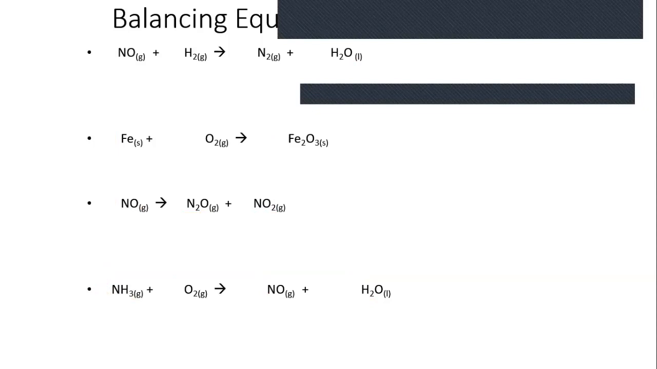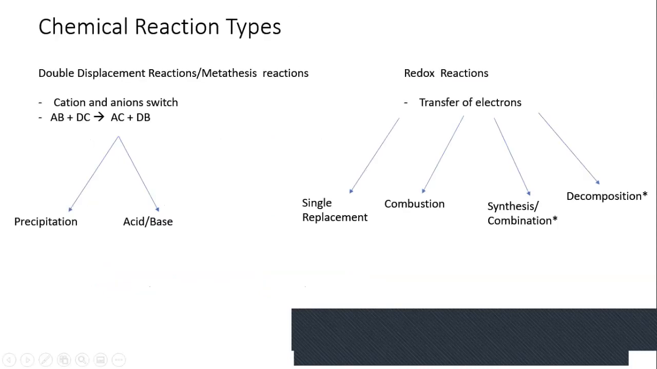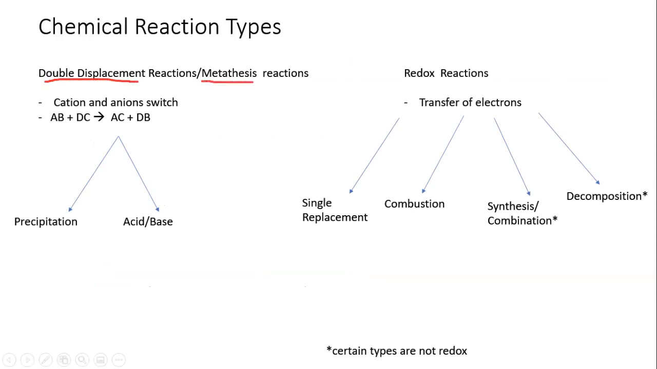Now we're going to look at reaction types. There are two broad groups of reactions. These are called double displacement reactions, or referred to as metathesis. It's the same thing, double displacement or metathesis reactions. In these types of reactions, cations and anions switch. So if we have the AB and CD reactants, the cations of each of those are going to switch to form two new products. And there are two main groups of double displacement reactions: precipitation reactions and acid-base reactions.